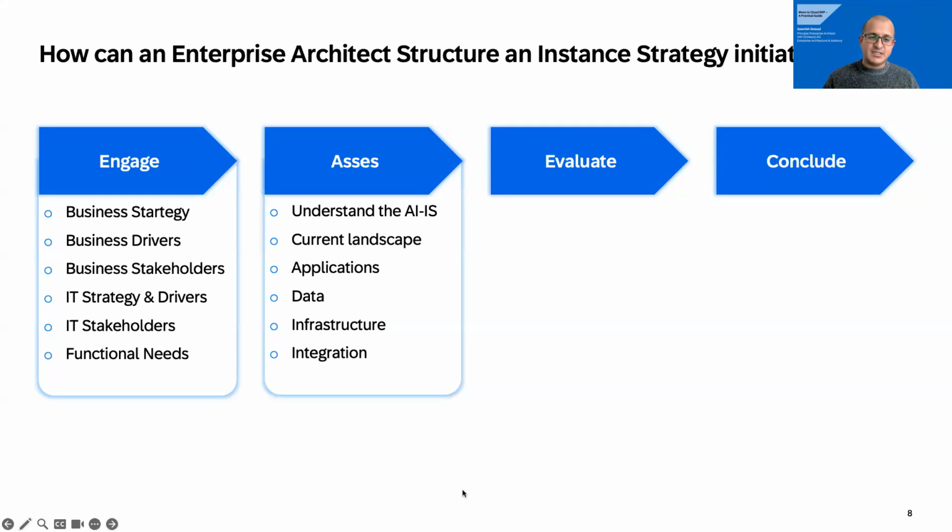Next is the step Assess. That is where you understand the as-is scenario, the current landscape, what the current instance strategy looks like, the number of instances, how they are split, etc. Then what are the different applications which are integrated across the landscape? What does the data ecosystem look like? What are the tools which are used in data analytics? What is the infrastructure strategy that the organization is following? Is it going cloud first or any different approach or a hybrid approach?